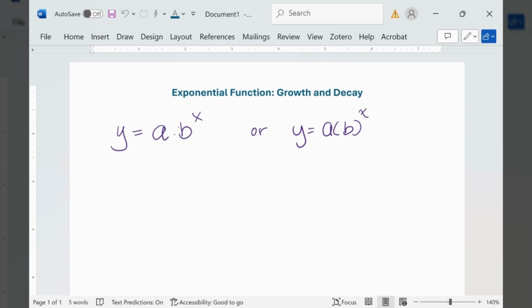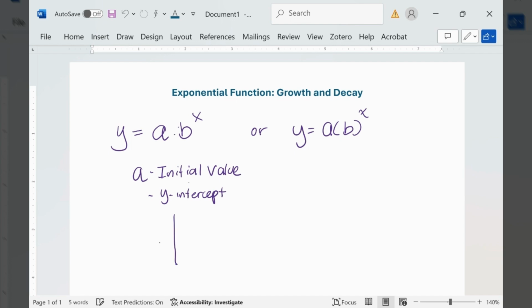Okay. So now let's identify these variables here. So a is your initial value when the problem is a word problem. Usually the first value they're going to give on the problem will be the initial value. That will be the a. While on the graph, a is your y-intercept.